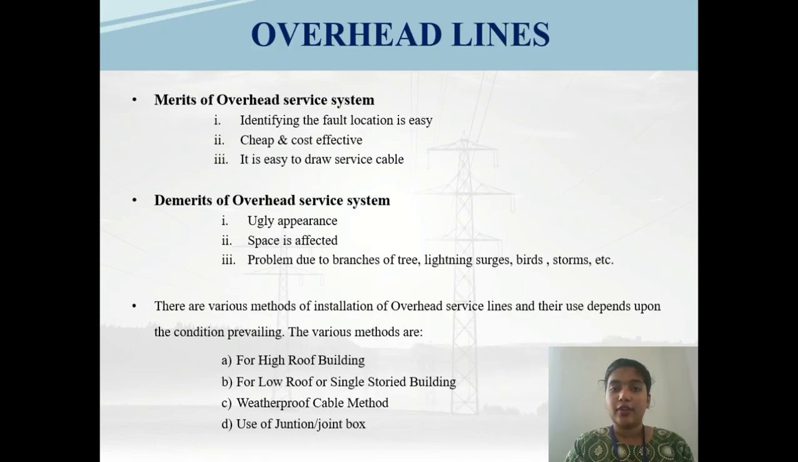Merits of overhead service systems are: identifying the fault's location is easy, it is cheap and cost effective, and it is easy to draw service cable. Demerits of overhead service lines are: ugly appearance, space is affected, and problems due to branches of trees. The various types are: for high roof building, for low roof building, weatherproof cable method, and use of junction or joint box.